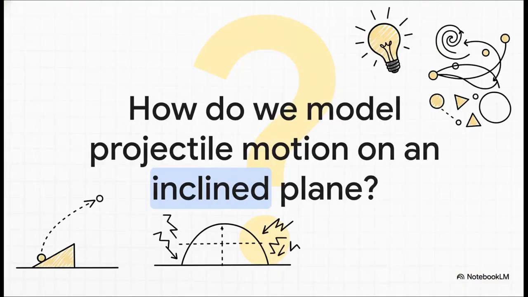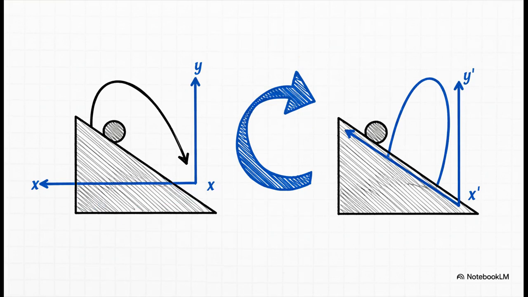The standard projectile equations you learn in class are all for nice, flat, horizontal ground. Trying to use them here would get really messy really fast. But there's a much more elegant way to do it. The trick is to rotate our entire frame of reference. Yeah, we just tilt our heads.